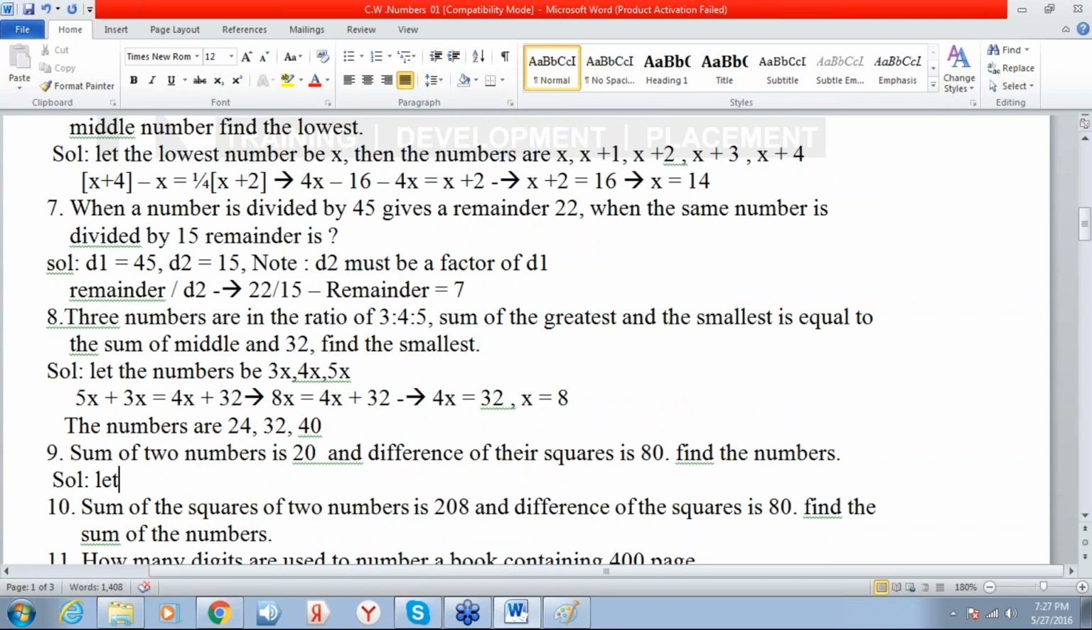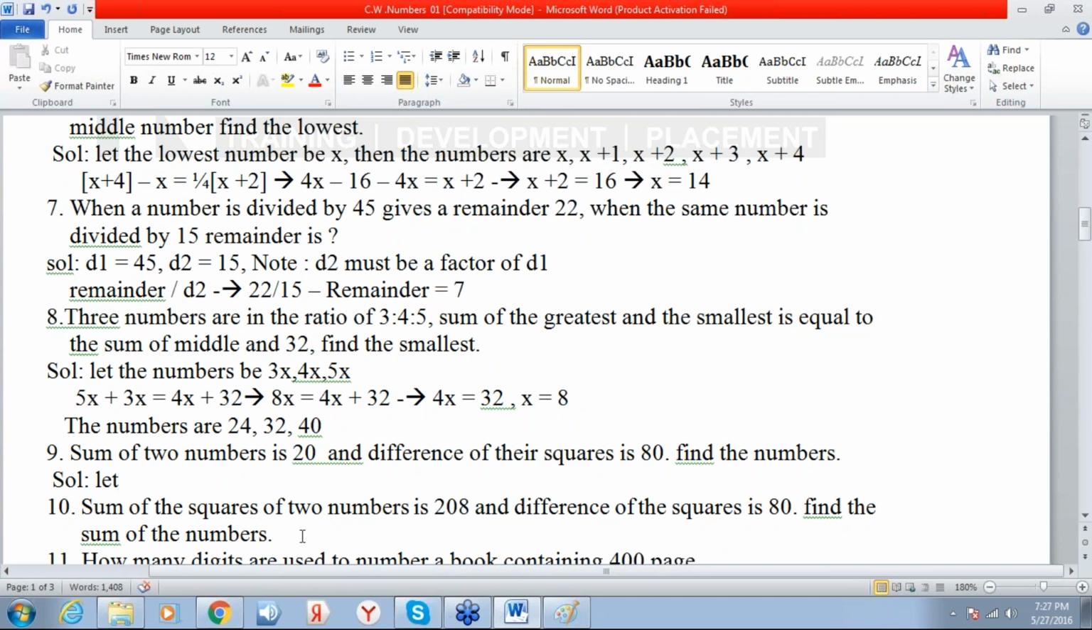Very good. Here the rule: x square minus y square divided by x minus y gives the sum of the numbers, x plus y. To find the difference between the numbers, divide x square minus y square by x plus y. That's it. So 12 and 8 is the answer.